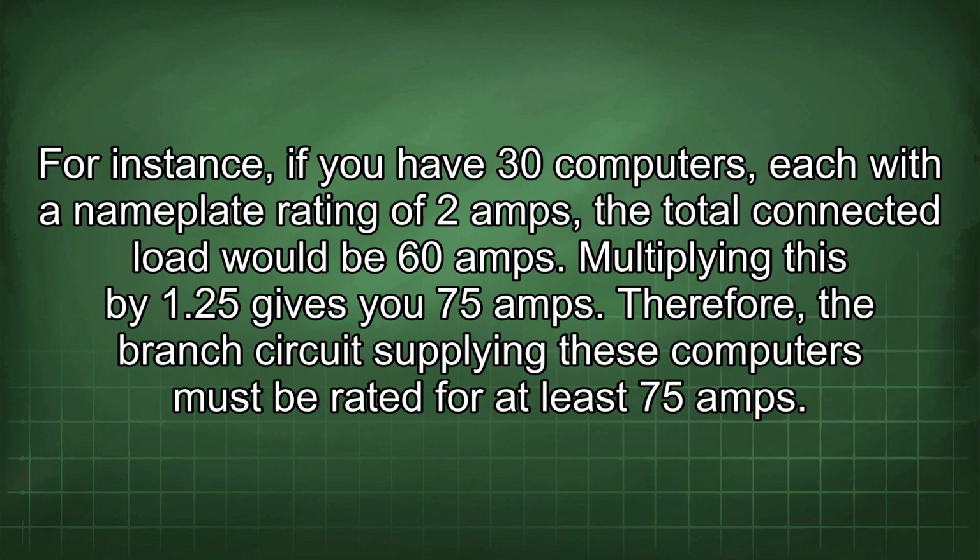For instance, if you have 30 computers, each with a nameplate rating of 2 amps, the total connected load would be 60 amps. Multiplying this by 1.25 gives you 75 amps. Therefore, the branch circuit supplying these computers must be rated for at least 75 amps.